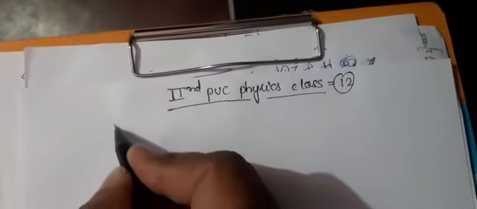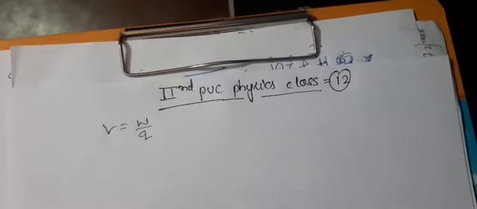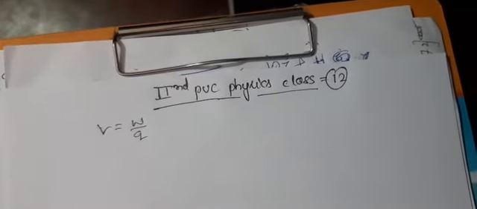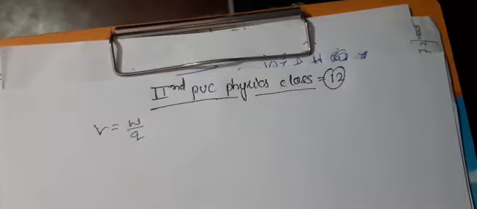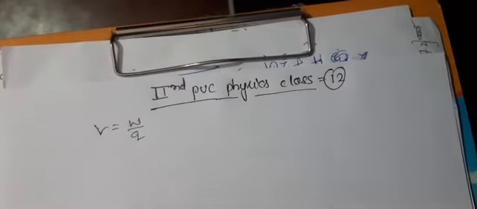First of all, what is the basic meaning of electric potential? The electric potential means the work done acting on a positive charge. The work done on a positive charge from a certain distance, from infinity to the point against the electric field line, is called electric potential.